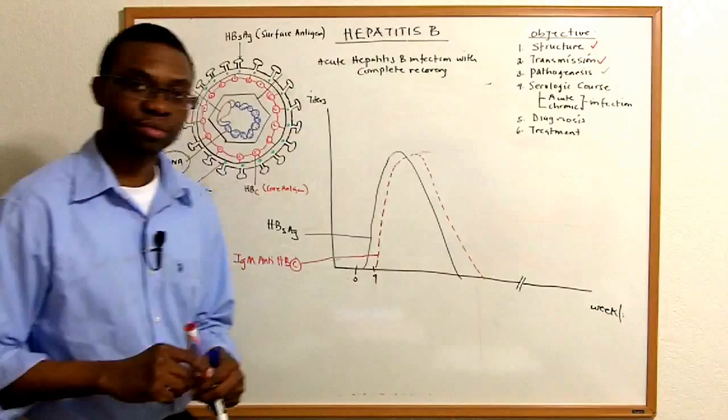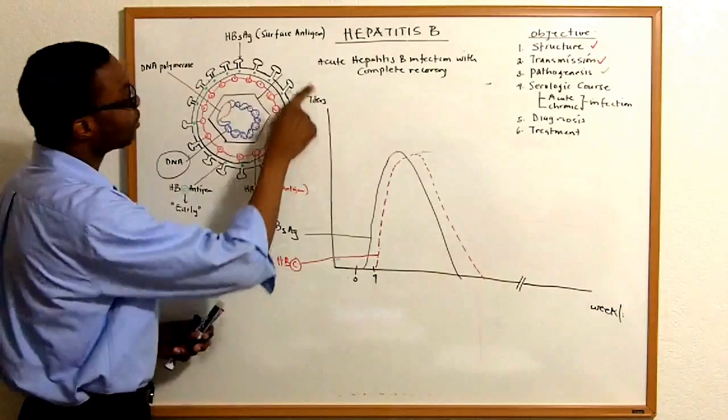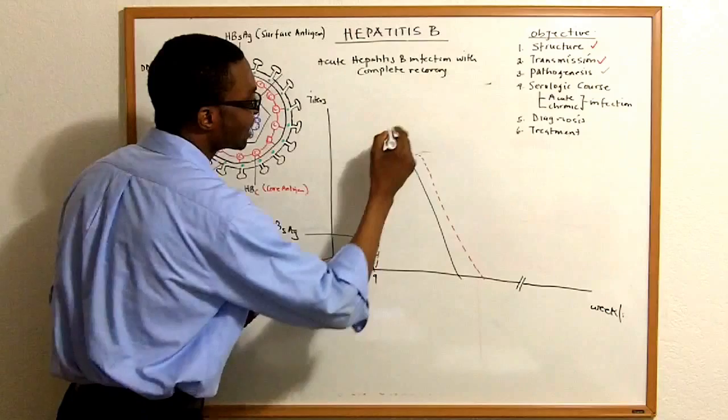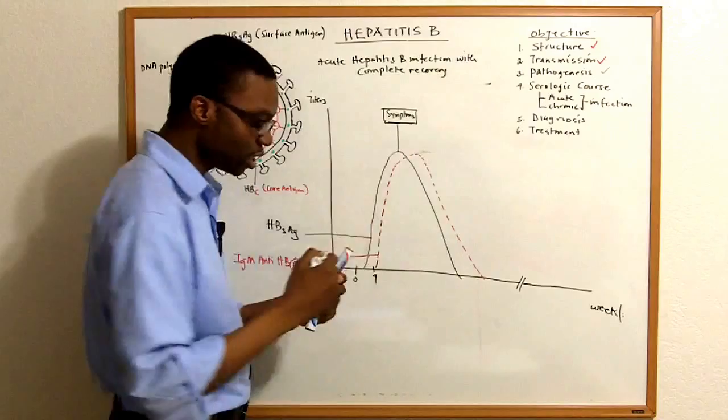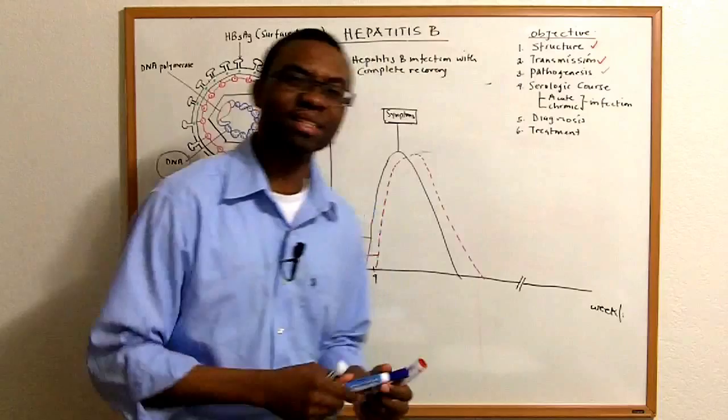Now, I have to warn you that as the viral level, the surface antigen of hepatitis B, starts to rise, this is the exact time you're having symptoms of hepatitis. What are the symptoms? It feels like you're having a flu. You're having fever, myalgias, headaches, nausea, loss of appetite, you're vomiting. You don't feel right. This is around the time because the surface antigen is rising inside the bloodstream.